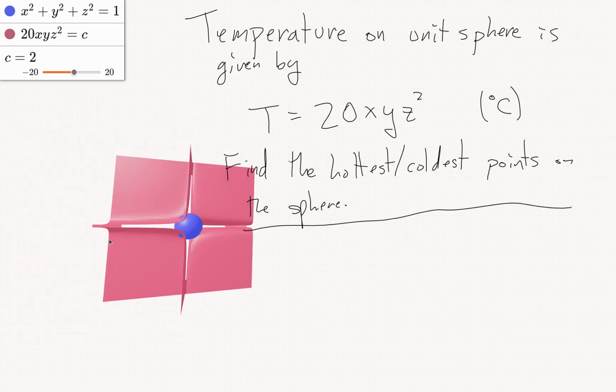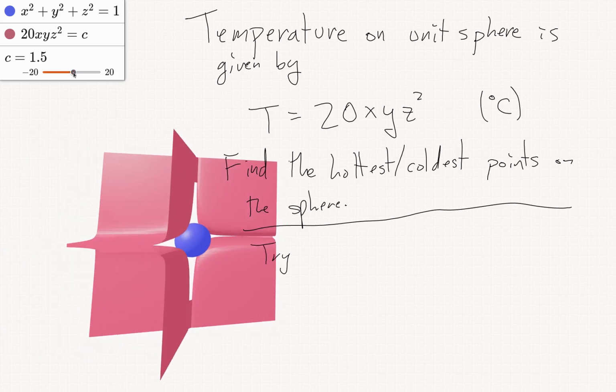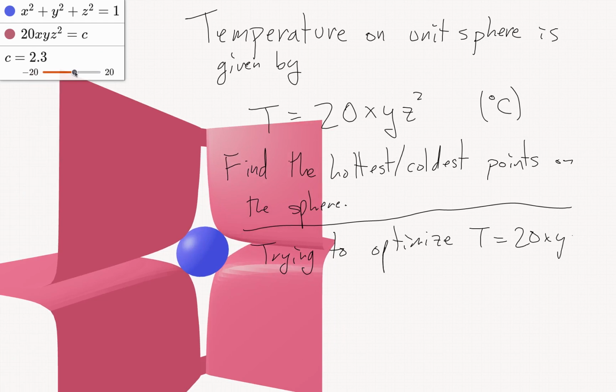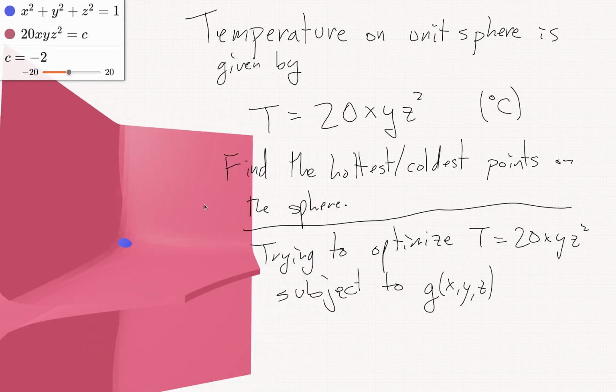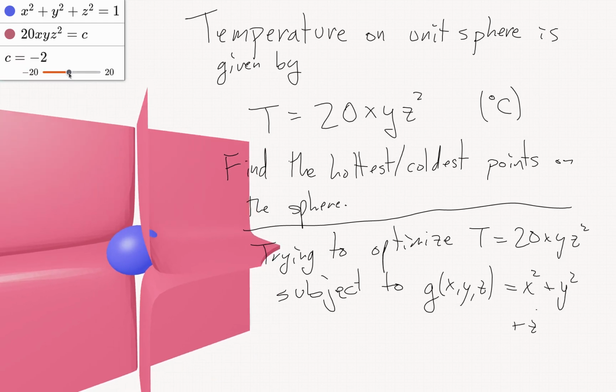So we're trying to optimize the function T equals 20xyz squared subject to the constraint of being on the unit sphere. So x squared plus y squared plus z squared minus 1 has to be equal to 0.